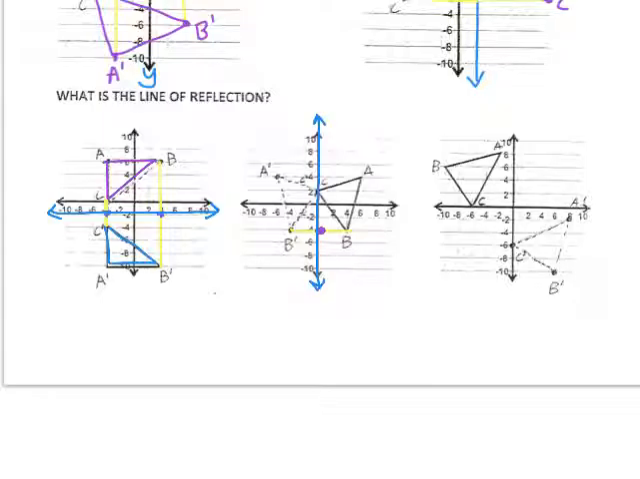So we're going to have to write what the name of that line of reflection is as well. This one, the first one, was y equals -2. Remember, horizontal lines are the y equals type lines. This one is just the y-axis. So not only draw in the line, but also name the line.